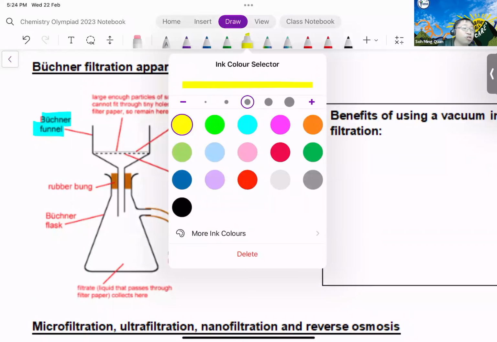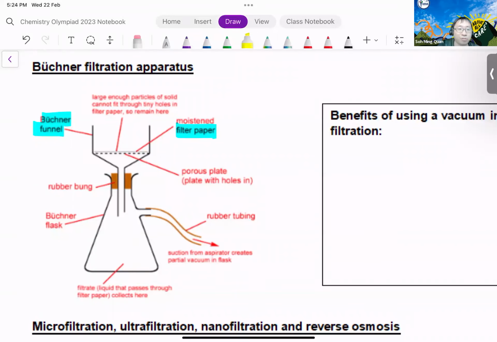However, there are some interesting new parts to it. What are the new parts? Firstly, there's a rubber bung on the flask. Secondly, there is suction so that you create a partial vacuum in the flask. This is a bit like combining your filtration setup with a vacuum cleaner. A vacuum cleaner is able to suck up dust and dirt because there's a vacuum, right? A vacuum basically is empty space, no particles.